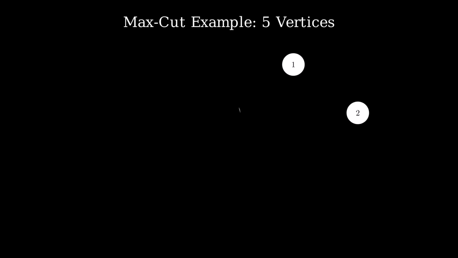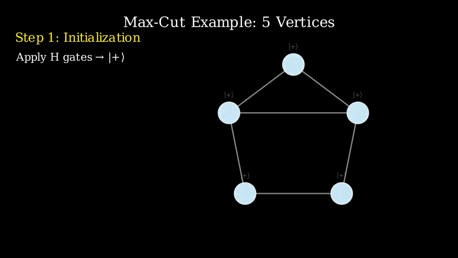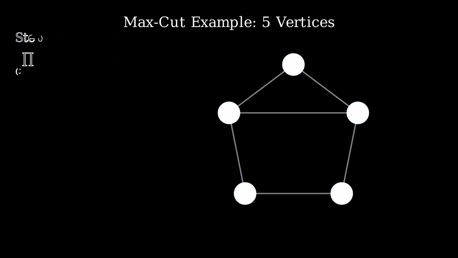Step 1. Initialize. Start all the qubits in the equal superposition state. We begin by applying Hadamard gates to all the qubits. This creates an equal superposition over all the 32 possible cut configurations. We are starting our search from a state that's equally uncertain about the solution. Step 2. We apply the UC of gamma. Here we apply the ZZ rotation gates for each edge.